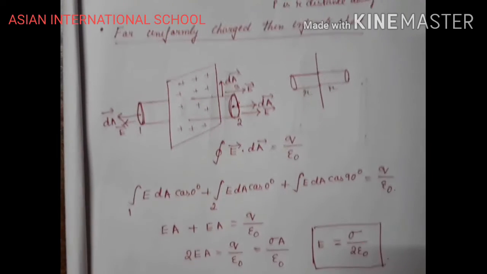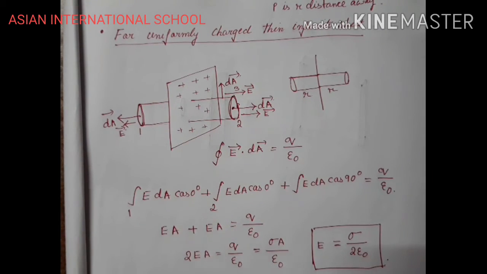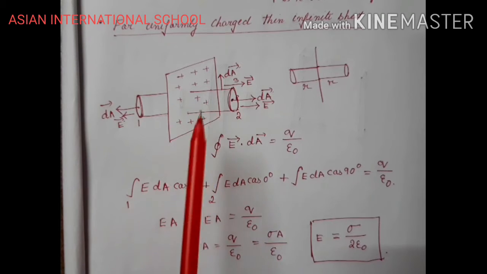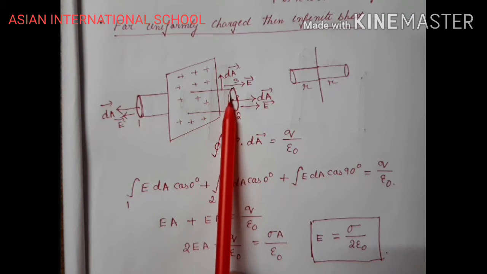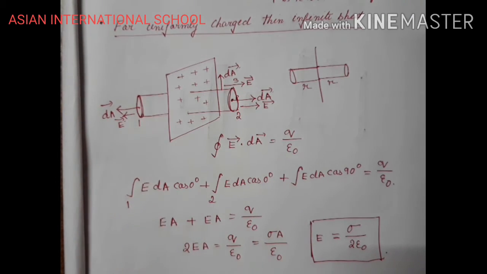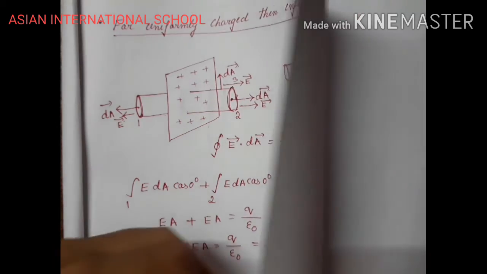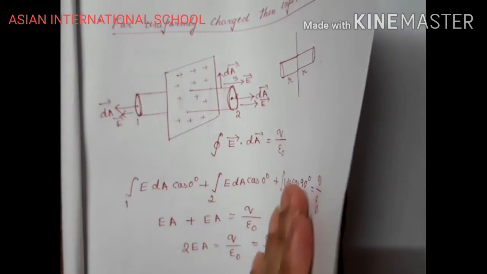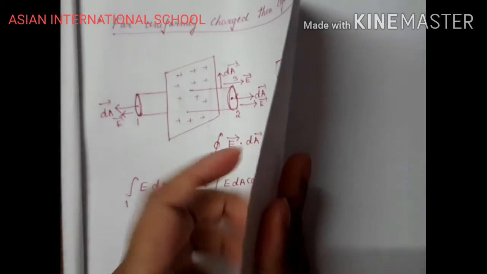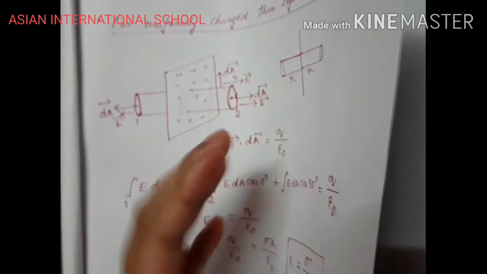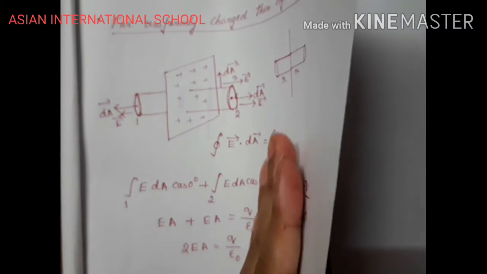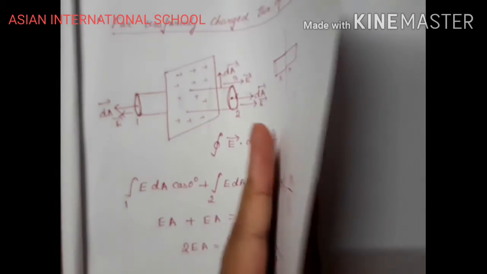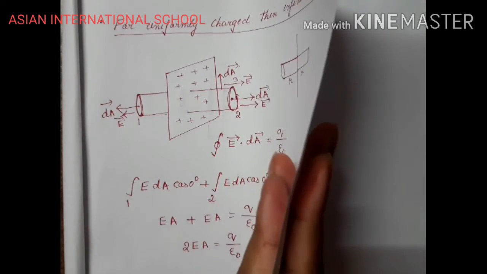So here a few things need to be observed. First of all, you are getting the electric field for this particular area and for this particular area. If this is a sheet and this sheet is being charged, you will get an electric field for this area and for this area. Both the areas have charge. Charges are there on this surface, and on this surface as well. So I am getting 2EA, the electric field for this surface and for this surface.